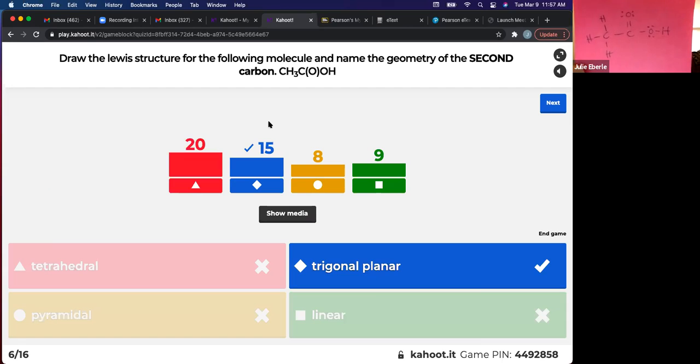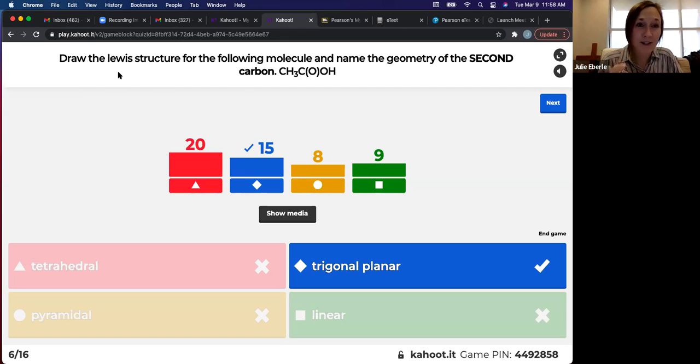Okay, carbon with 3 hydrogens and then a carbon with an oxygen and then an OH group. That second carbon there has 3 charge clouds, 3 bonded atoms, no lone pairs ever on carbon. So that should be trigonal planar. A lot of people pick tetrahedral. Don't assume carbon's tetrahedral, although often it is. There it's trigonal planar. Okay, questions on that before we go to the next one?